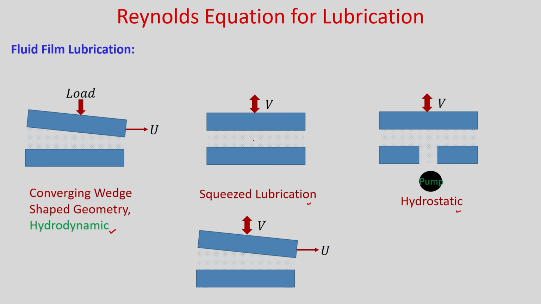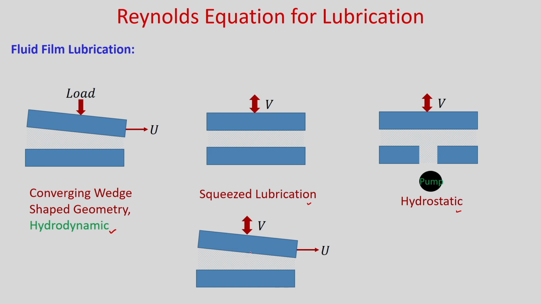Obviously, you can see that in these cases viscosity of lubricant plays an important role to support the load. In hydrostatic, you can see that external pressure of fluid needs to be supplied to generate hydrostatic lubrication, therefore, one pump is used. So, in these cases you can see that these lubricants play an important role and we need to find the governing equations for these lubricants.